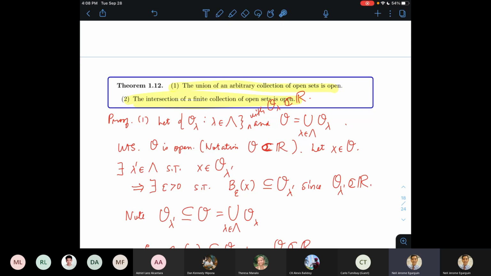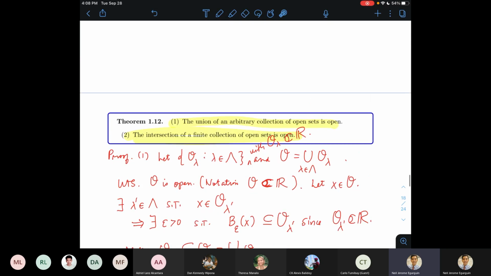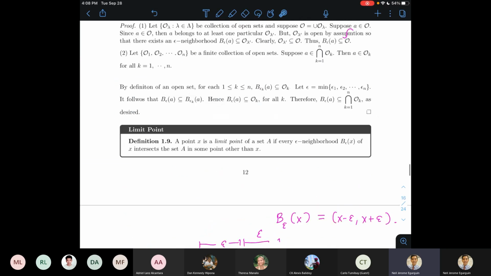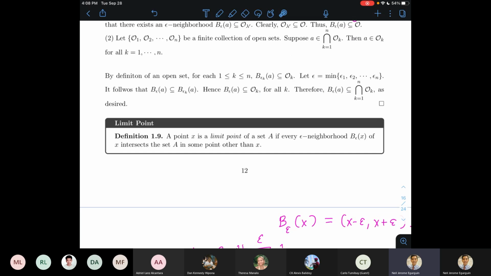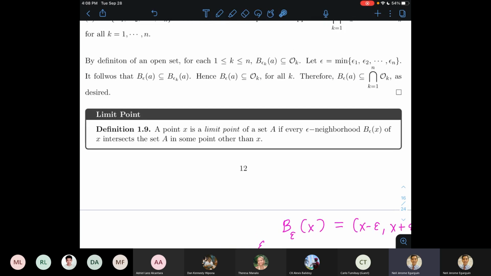Okay, now let's continue. And I guess we stop at definition 9. And definition 9 gives us a definition of what we call a limit point. So let's read the definition. A point X is a limit point of a set A if every epsilon neighborhood of X intersects the set A in some point, possibly other than X.